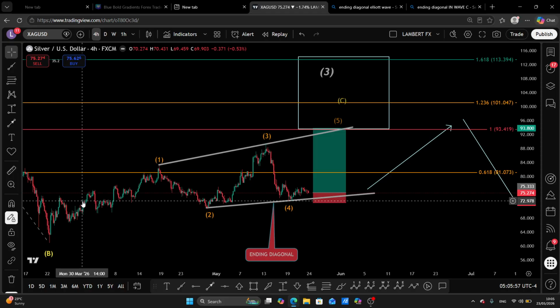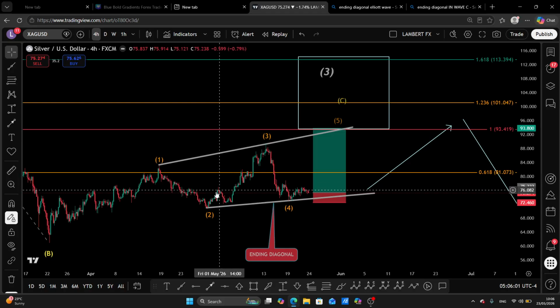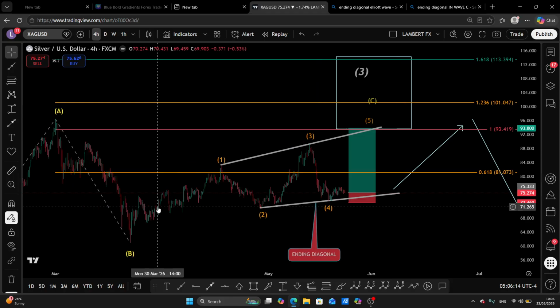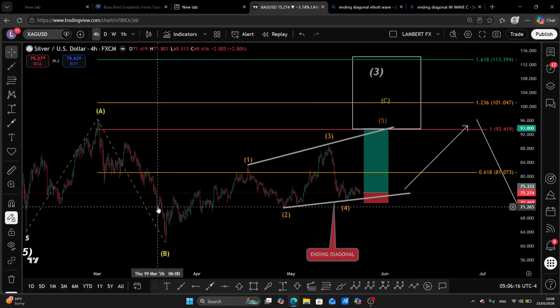So we're looking at silver on the 4-hour time frame. I think we may be seeing a reversal coming in the next couple of weeks or months. So we have what looks like to me an ending diagonal of a wave C.